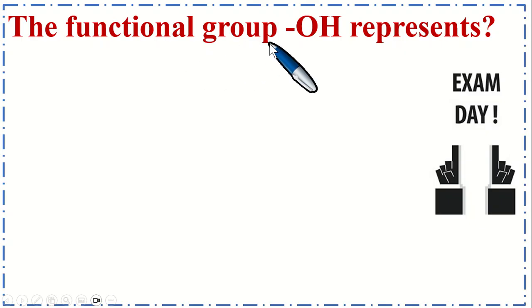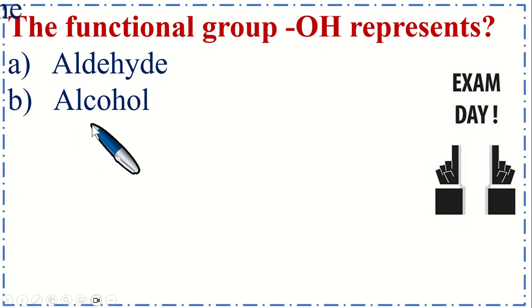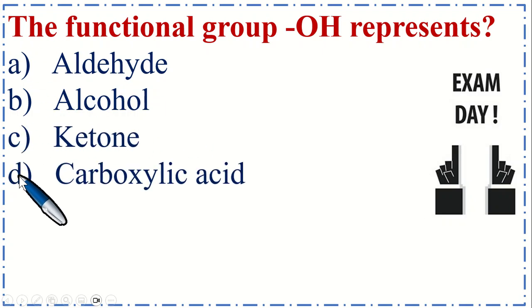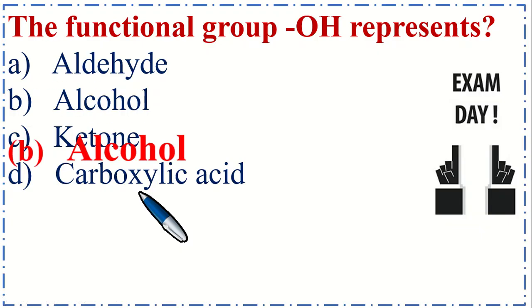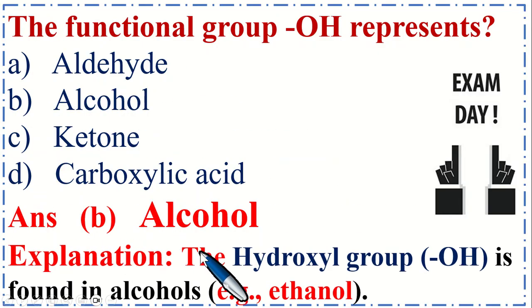The functional group OH represents option A aldehyde, B alcohol, C ketone, and option D carboxylic acid. So the correct option is B alcohol. Explanation: the hydroxyl group is found in alcohols, for example ethanol.